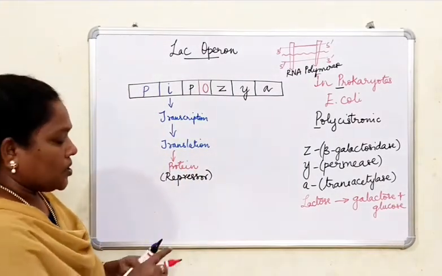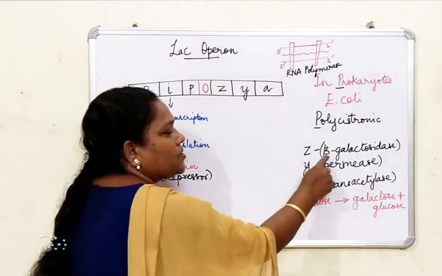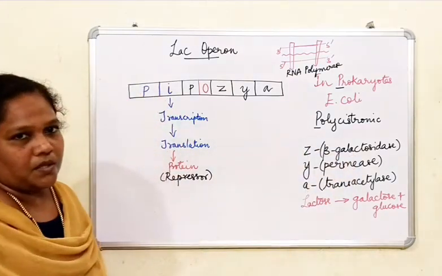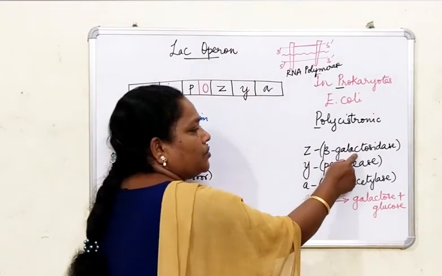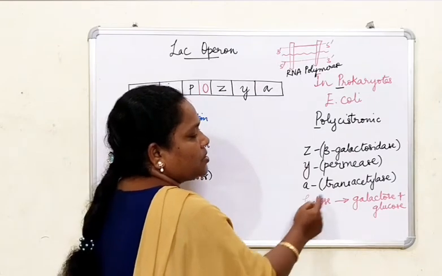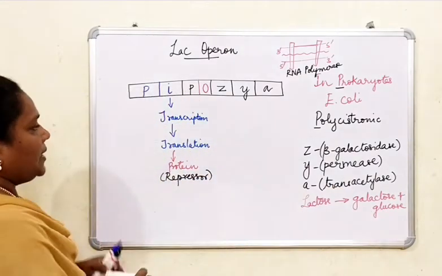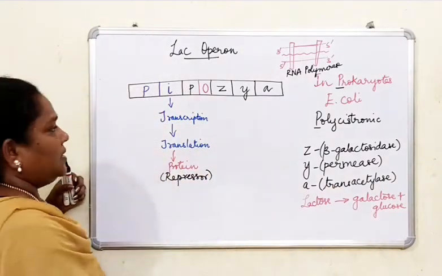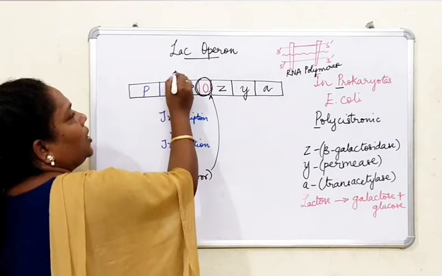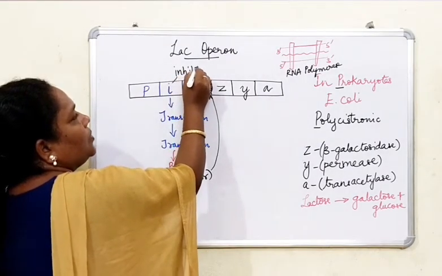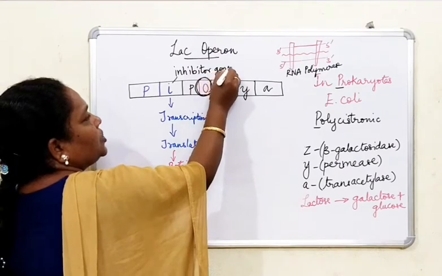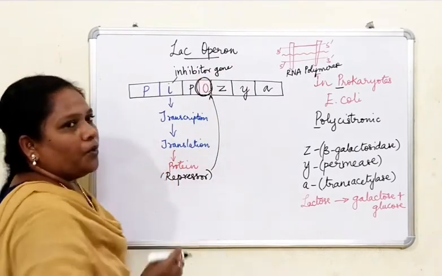So how can it be converted? With the presence of an enzyme called beta-galactosidase. What is the function of this beta-galactosidase? It converts the lactose into galactose and glucose so that it can be taken up very easily. This I gene, you call the inhibitor gene. And then there is one more promoter.